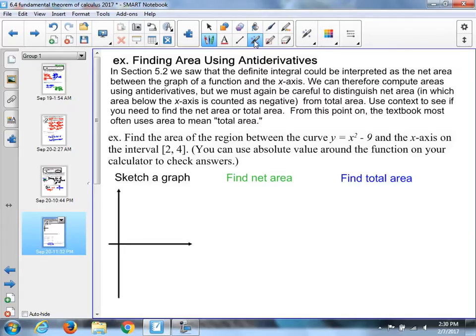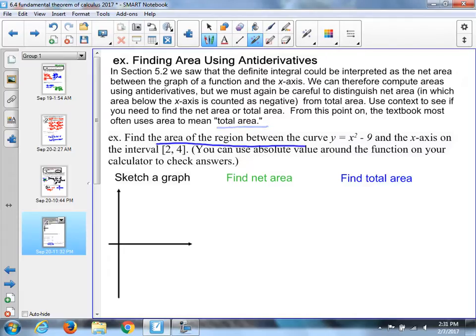But be careful to distinguish between net area, in which the area below the x-axis is counted as negative. And we don't usually use the word net area. If you see the integral sign, just do it. That's typically going to be positive or negative wherever it goes. It's different, though, if you're asked for a total area, the absolute value of the areas added together. Use context to see if you need net or total area. When you see the word area, though, in this textbook, and most others, think of it as total area. Find the area. They're going to say, make them all positive.